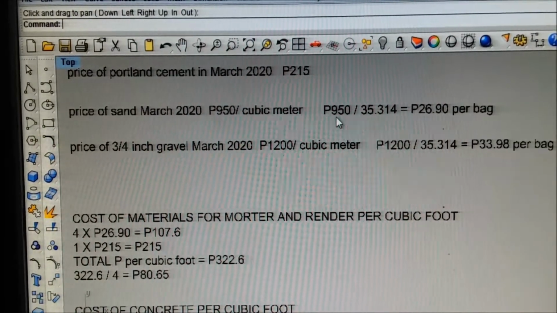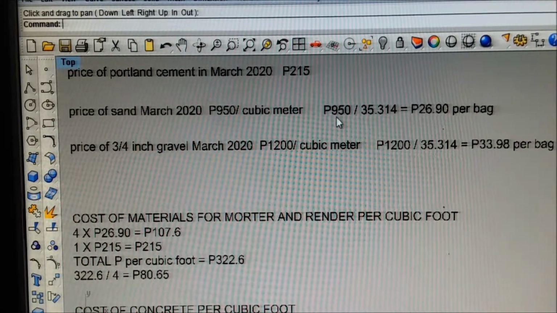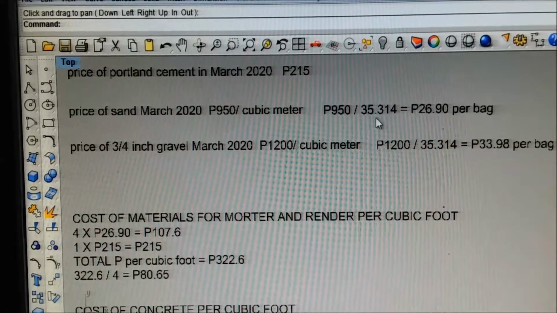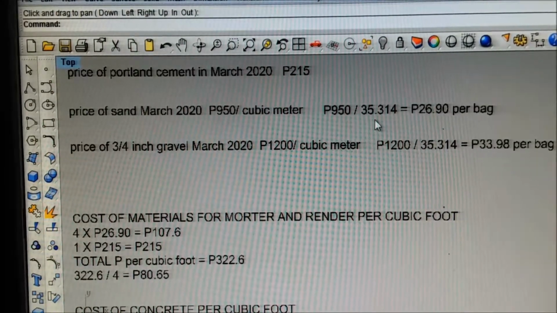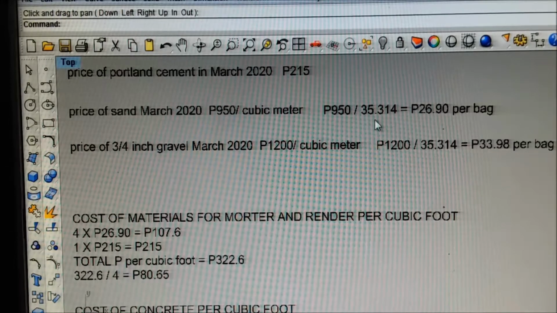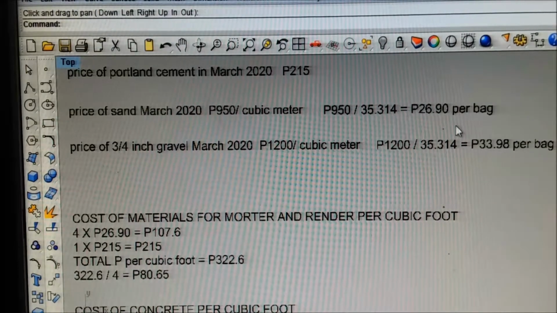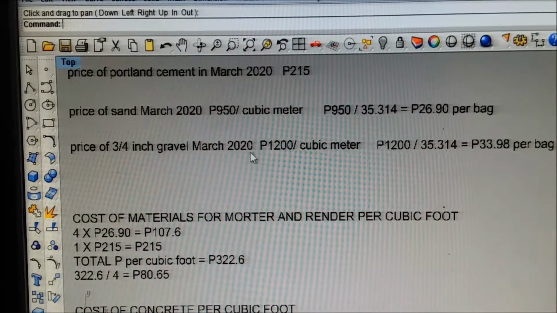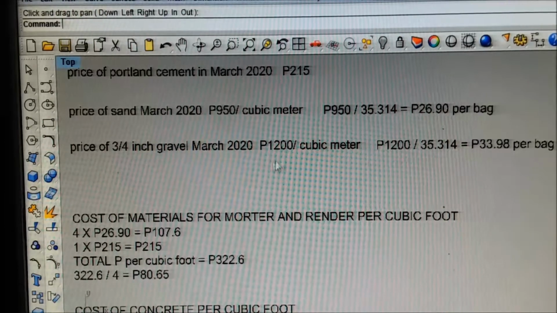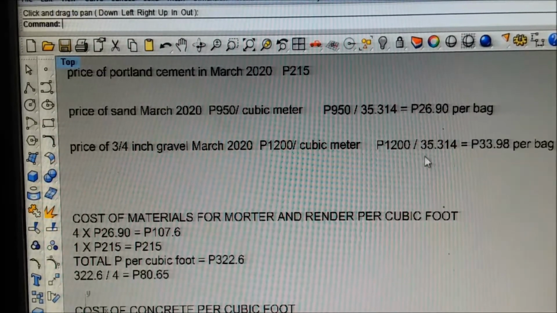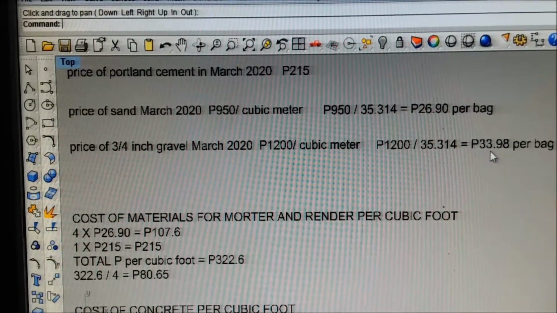Okay, if we take the 950 pesos and we divide it by the number of cubic feet in a cubic meter, we come up with 26.90 pesos per bag. 3/4 inch gravel, same exact reasoning, is 1,200 pesos a cubic meter, same number of cubic feet in it. It's 33.98 pesos to the bag.